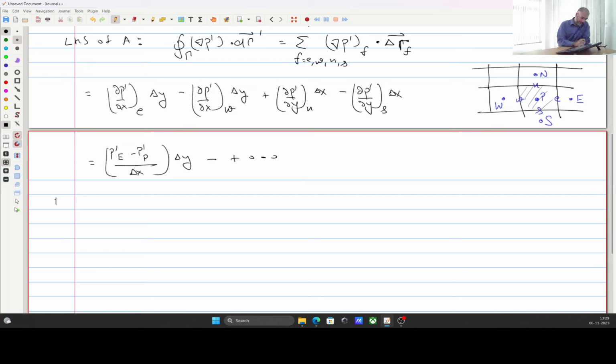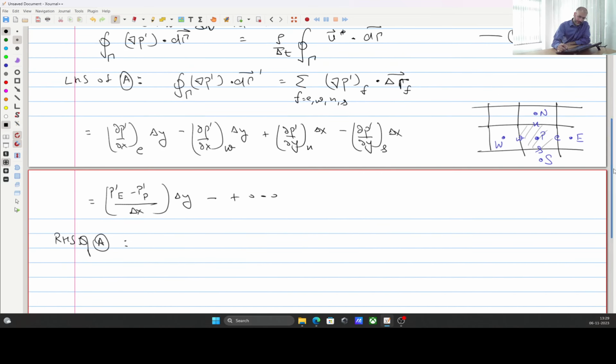Right, so let's now go to the right hand side of A, which was rho upon delta t times u star dotted with d gamma. So let's expand this. On the eastern face, we will get only the I component, so that's u star scalar, and the area is delta y. Now on the western face, it's going to be a negative sign for the same reasons discussed earlier.